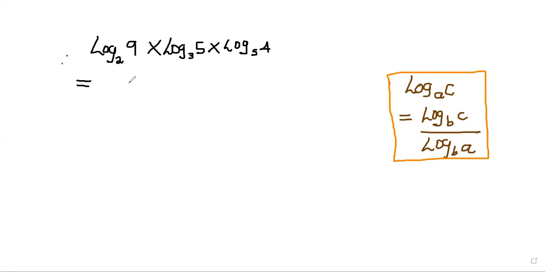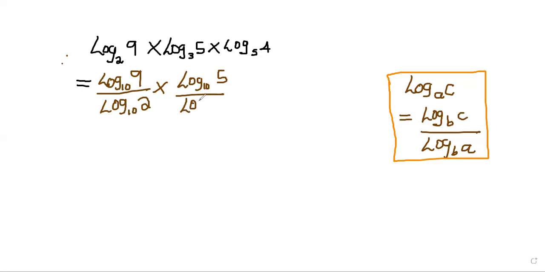So on log 2 base 9, let's use the change of base law. We know that it can be written as log 10 base 9 divided by log 10 base 2, based on the law that I've just explained. Then we multiply by, and still use the change of base law, so that will be log 10 base 5 divided by log 10 base 3.